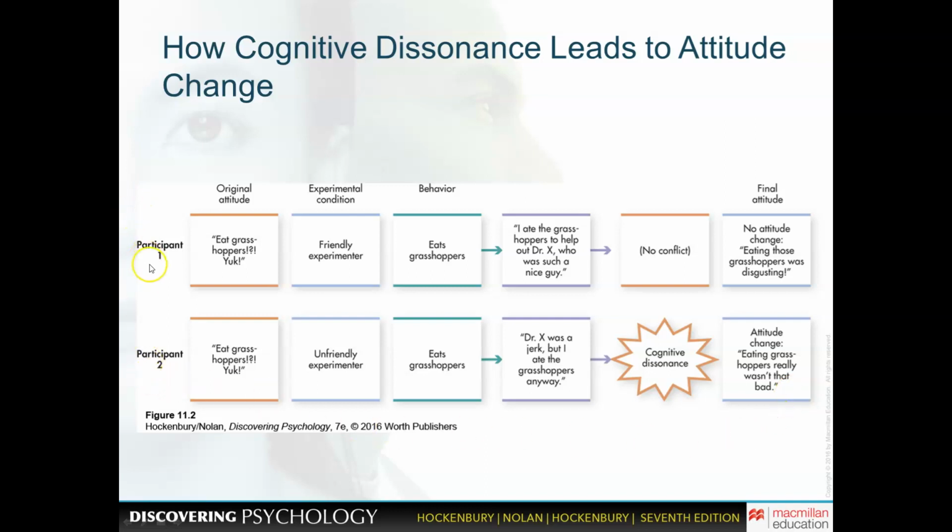Participant number 1 at the top here is the individual that did not really experience any conflict, didn't have cognitive dissonance, so they ended up not even changing their attitude. They had the same attitude as they had in the beginning. You can see right here, their original attitude was, ooh, eating grasshoppers? Yuck. And then at the very final attitude, no attitude change. They said eating those grasshoppers was disgusting. So feel free to pause the video here and take notes or just look at it at your own pace.